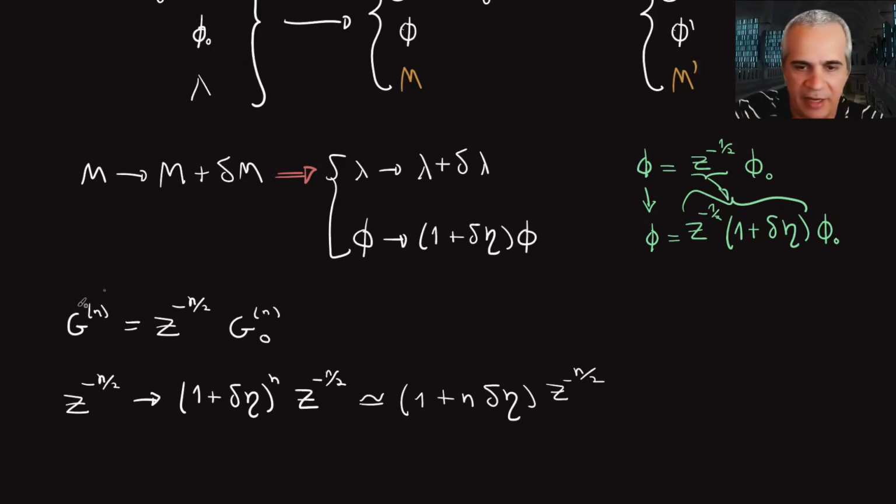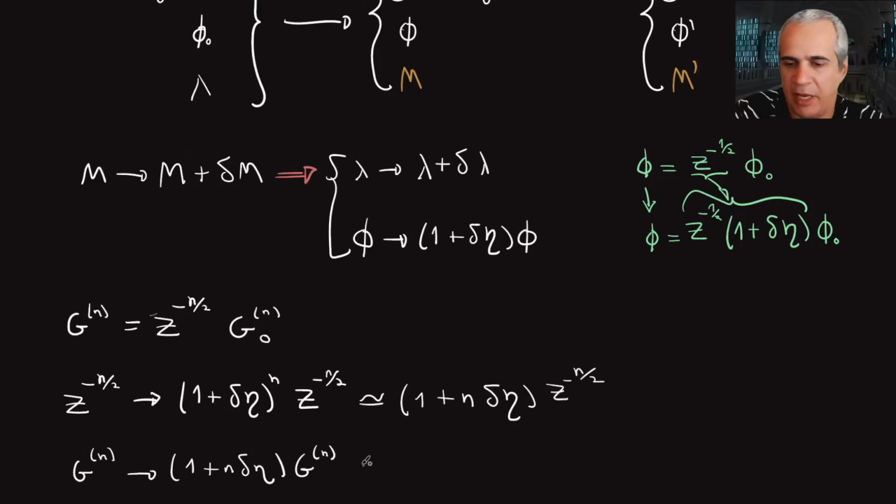And now that means that the variation of G is coming only from this part. This is a constant in terms of M. And that means that G_n goes to (1 plus n delta eta) times G_n. That's the important part. It's all coming from this Z that is in front of G0 in both cases, both before with M and after with M prime. Never forget that this is my M prime, this is my lambda prime, etc.